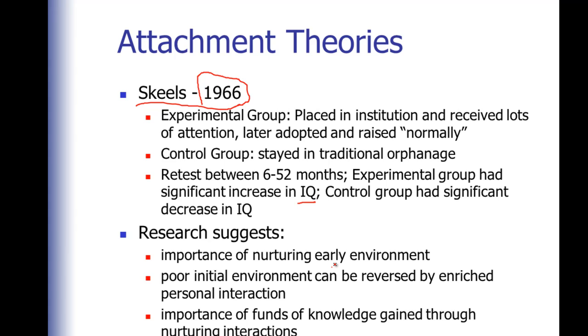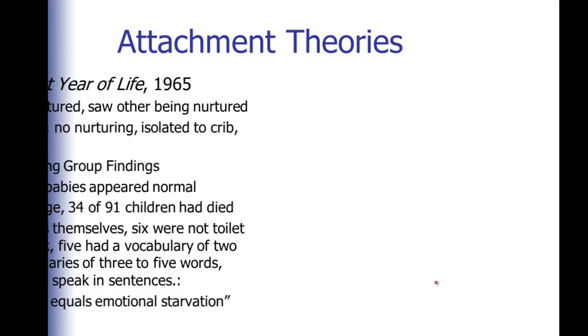And then research suggests the importance of a nurturing early environment. Poor initial environment can be reversed by enriched personal interaction. Important is the funds of knowledge gained through nurturing interactions. Now again, Ms. Cortez could go into this here and explain that this is what research is saying too about low socioeconomic kids: they're not getting this early environmental interaction with parents. Hence their call for required preschools, that the school system should now have to provide preschool experiences for age 3 on up for all kids. And this is what it's based on, but she does not talk about that here.